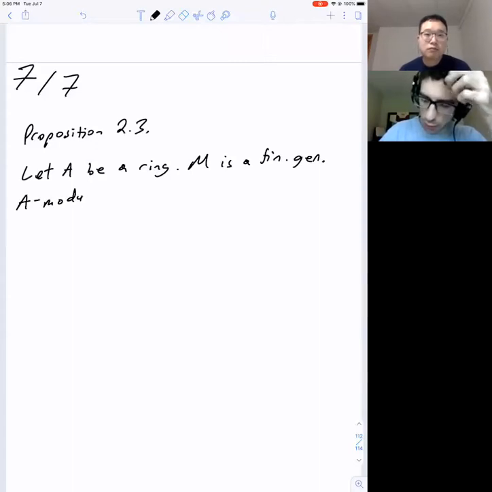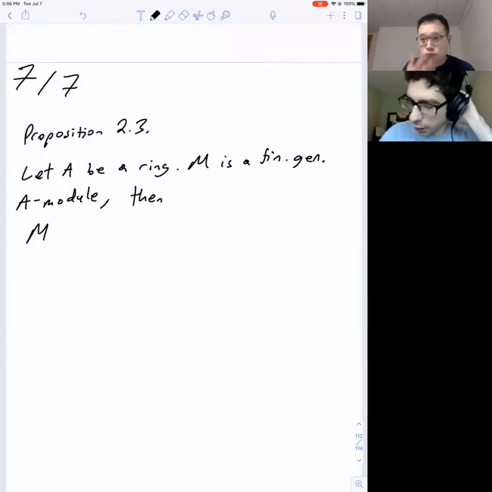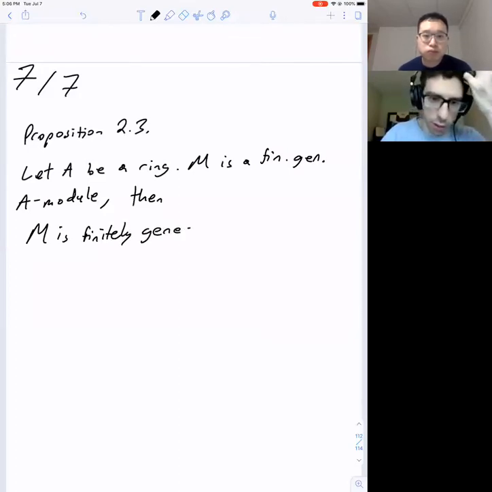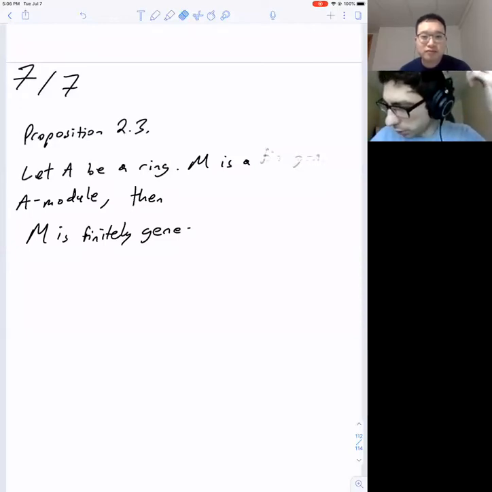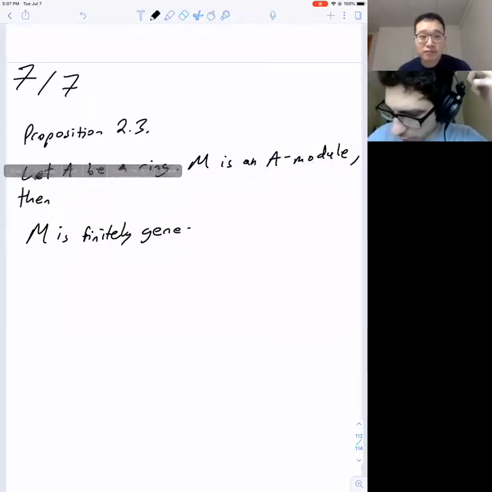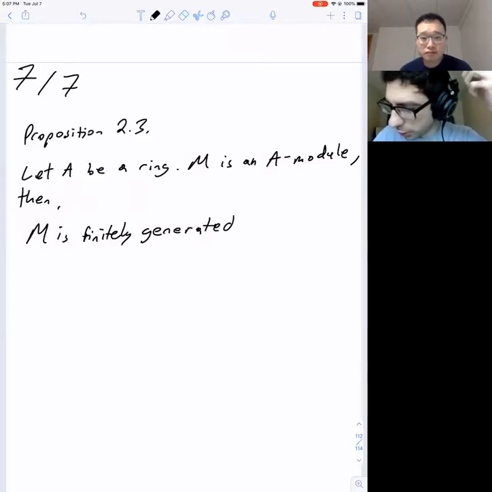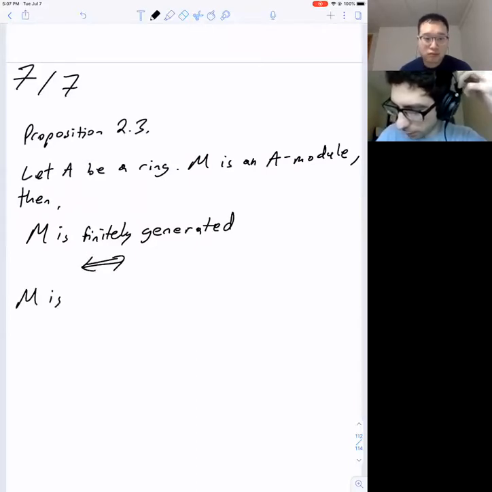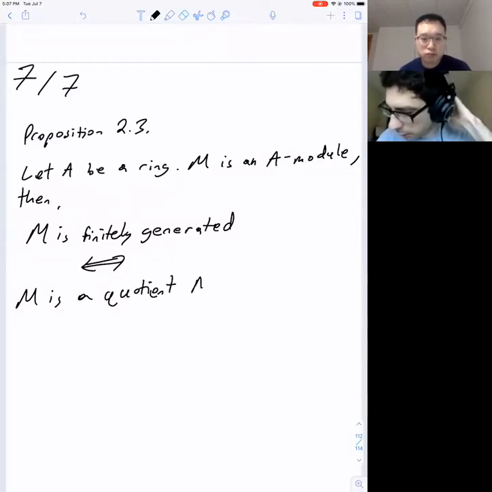Let A be a ring and M a finitely generated module. Sorry, it's an A module. Then M is finitely generated if and only if M is a quotient of some A to the n. What I mean is direct sum.